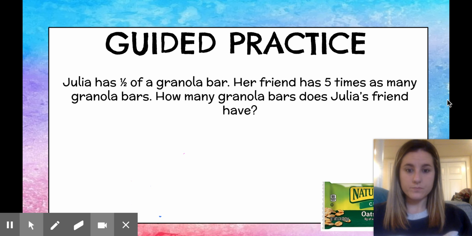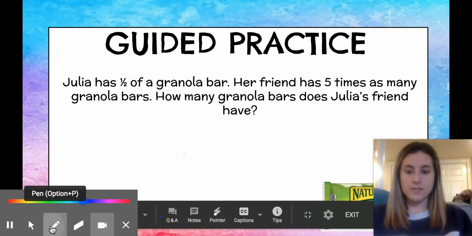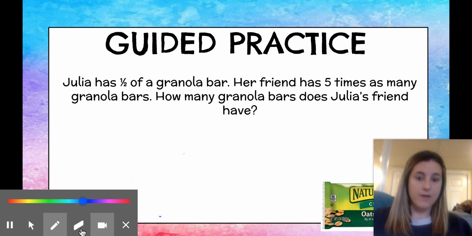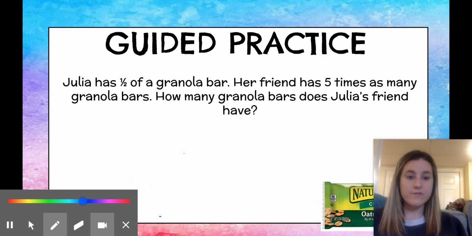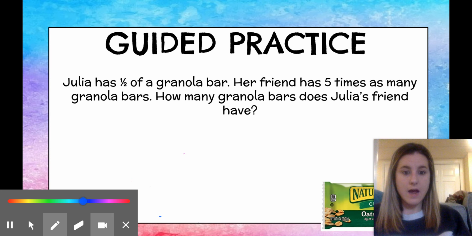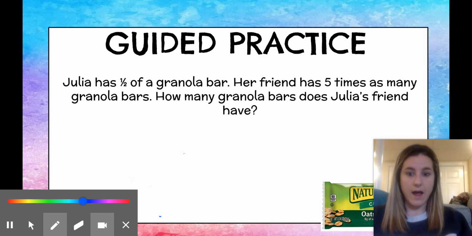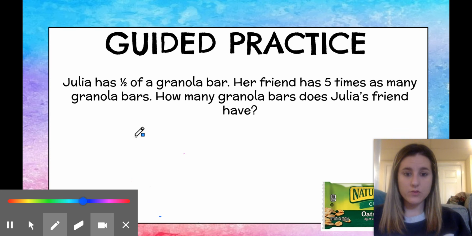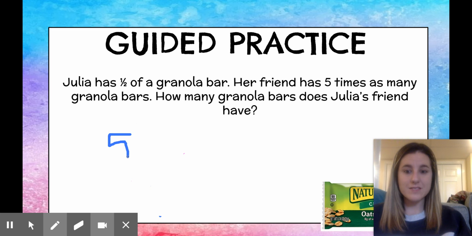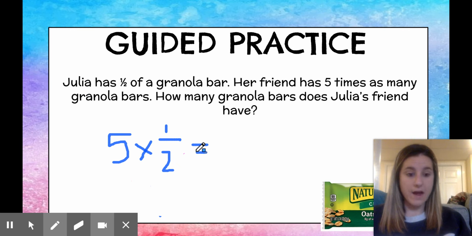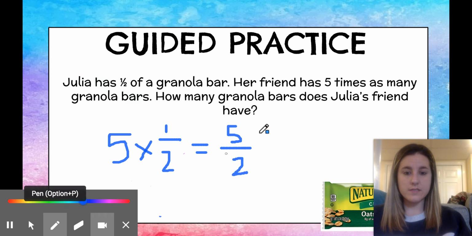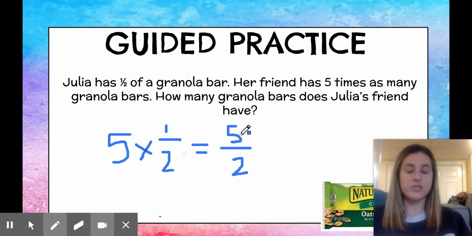Okay, moving on. Guided practice. Julia has 1/2 of a granola bar. Her friend has 5 times as many granola bars. How many granola bars does Julia's friend have? So Julia has 1/2 of a granola bar. Her friend has 5 times as many as Julia, who has 1/2. So if I multiply 5 times 1/2, I get 5 halves. Again, this is an improper fraction, so I need to change it to a mixed number.